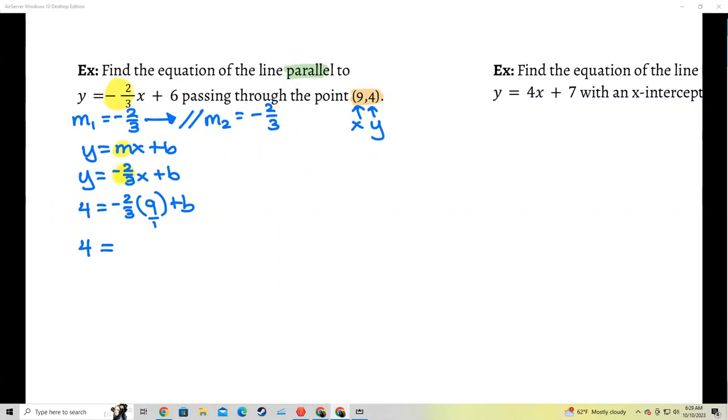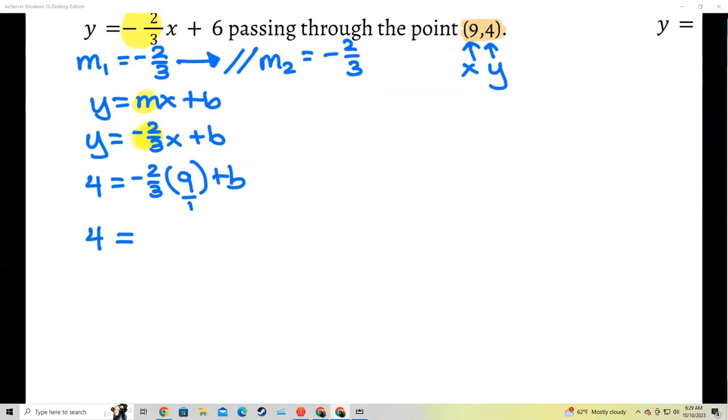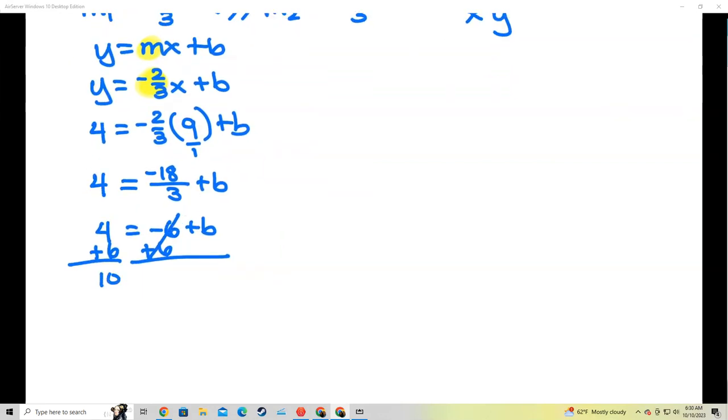You're just going to multiply straight across. I got negative 2 times 9. That's going to be a negative 18 on the top. And then I have a 3 times 1. That's going to be a 3 plus b. That just says negative 18 divided by 3. And negative 18 divided by 3 is negative 6. So this is 4 equal to negative 6 plus b. We're going to add 6 to both sides because we're solving for b. These are going to cancel. And I get 10 equals b.